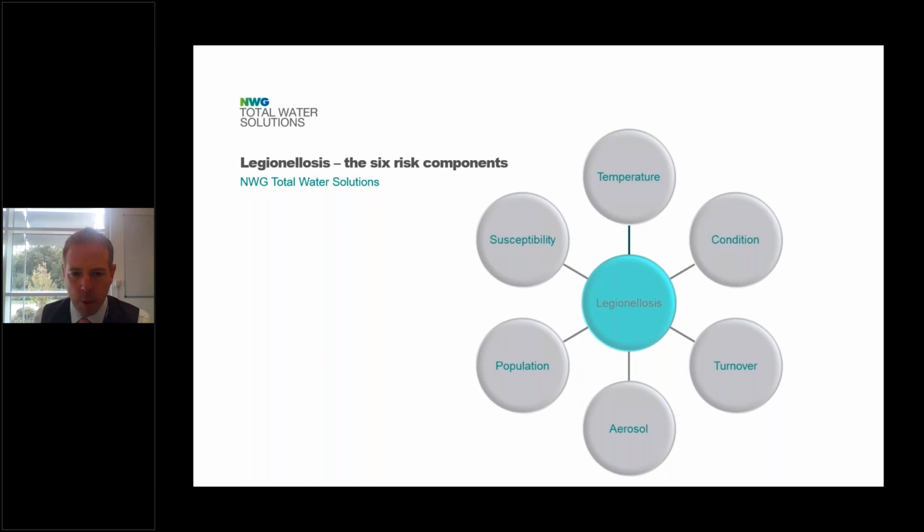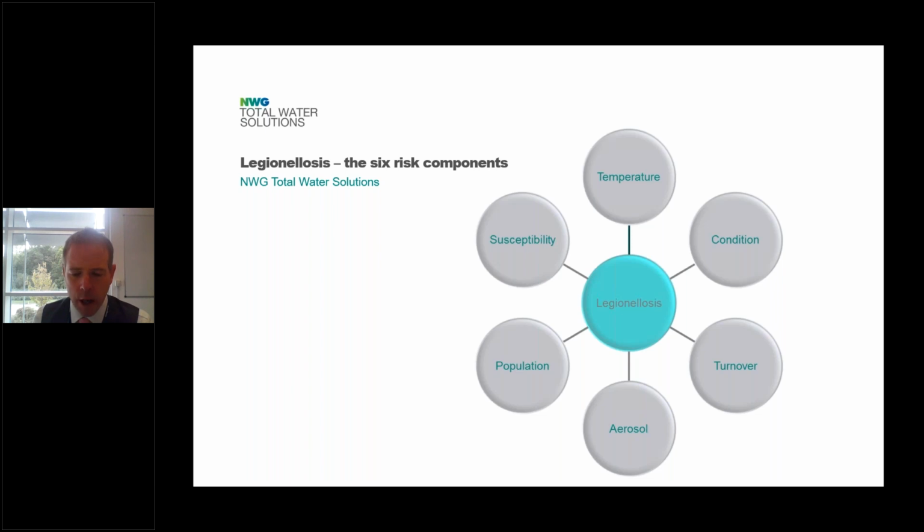Population, quite important. It's basically the numbers of people that are passing the outlet. So you could have an outlet that's in a public area which is distributing bacteria. If more people pass it, then there's more chance of people catching the illness in the first place. And susceptibility. Hopefully we're all familiar with the concept of susceptibility.